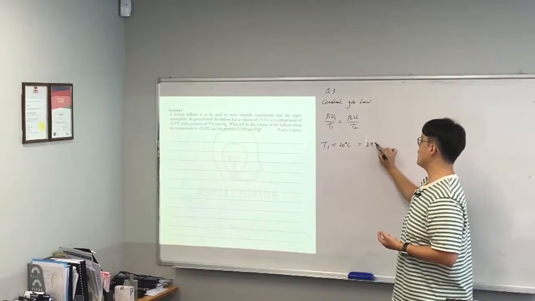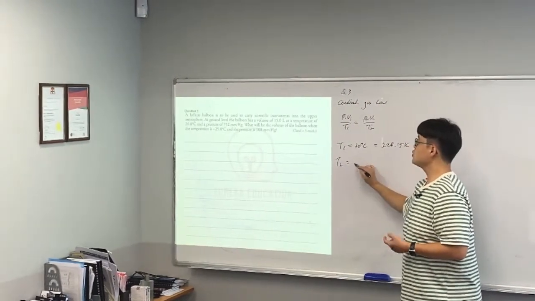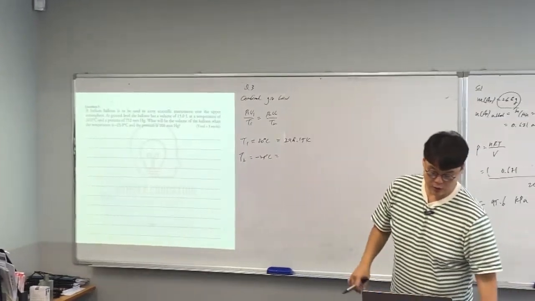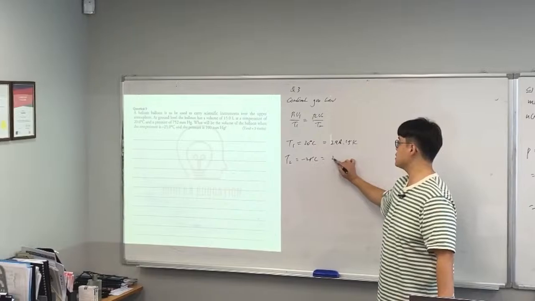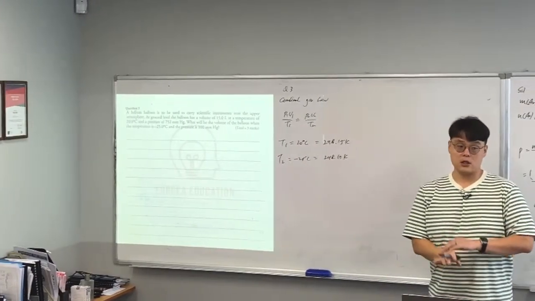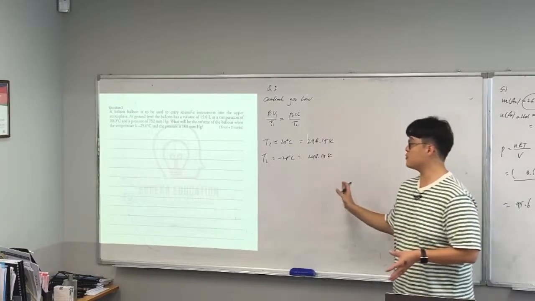That's 298.15 Kelvin. T2 would be then minus 25 degrees Celsius, that you get 248.15 Kelvin like this. This is the only process you need to do, the only unit conversion you need to do, and then substitute all the values in.